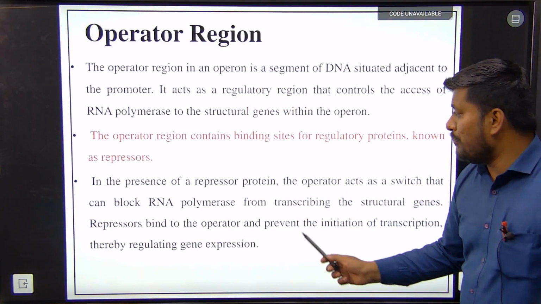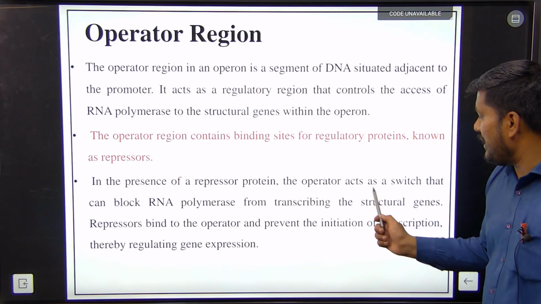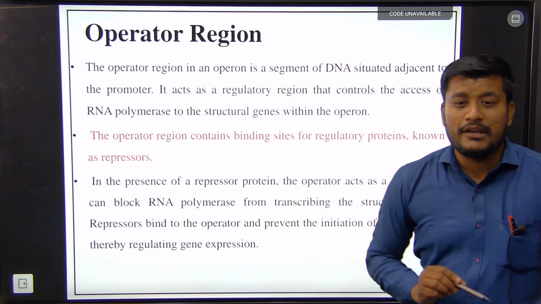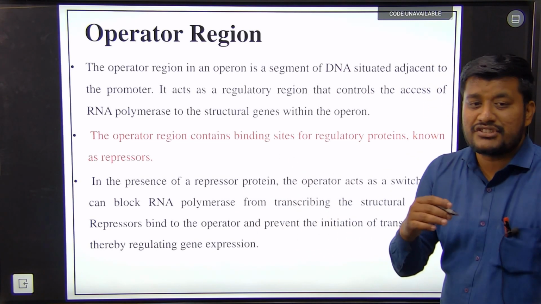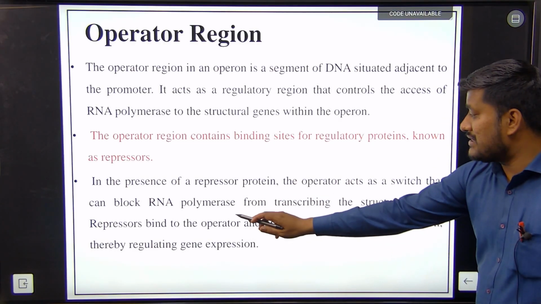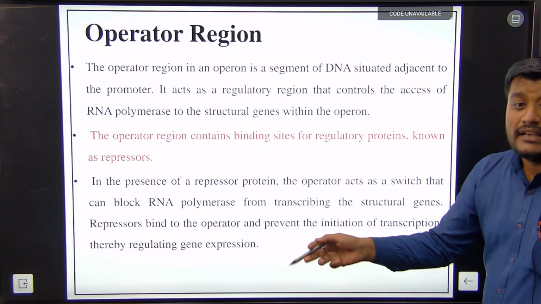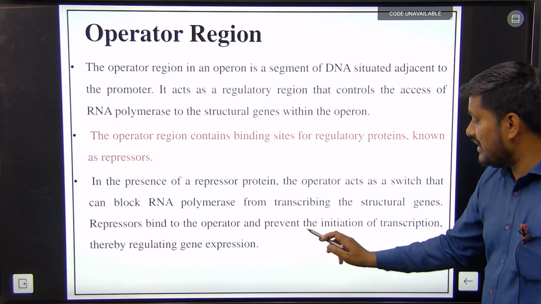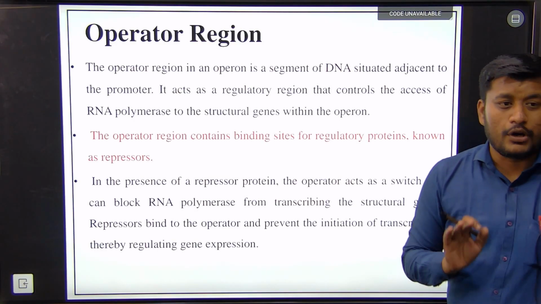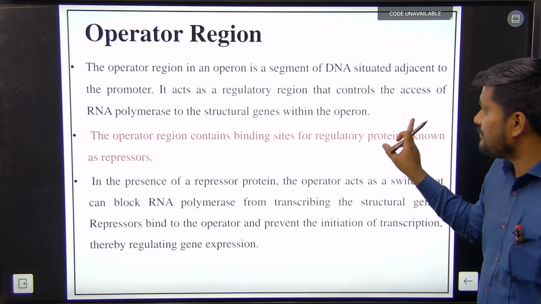In the presence of repressor protein, the operator acts as a switch that can block the path of RNA polymerase from transcribing the structural genes into the structural proteins. When the repressor binds to the operator region, this is the stoppage of gene expression. That means there is a stoppage of formation of protein.